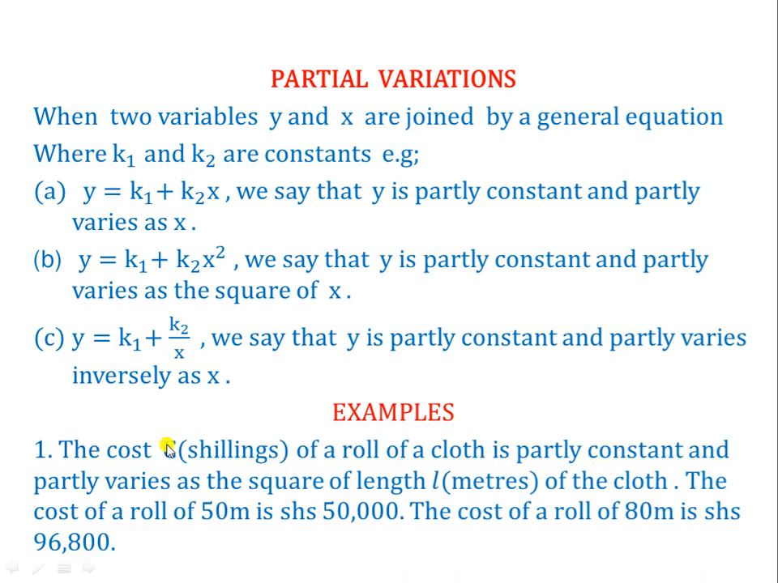Question 1. The cost in shillings of a roll of cloth is partly constant and partly varies as the square of the length, L in meters, of the cloth. The cost of a roll of 50 meters is shillings 50,000, and the cost of a roll of 80 meters is shillings 96,800. What does the question say?